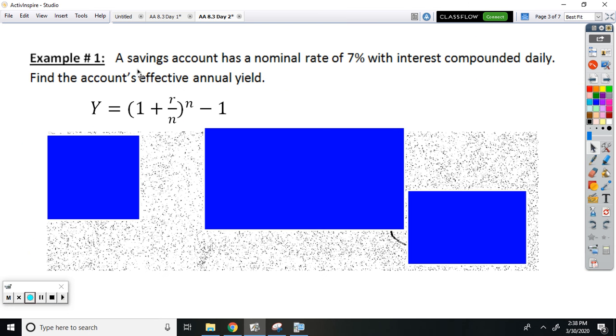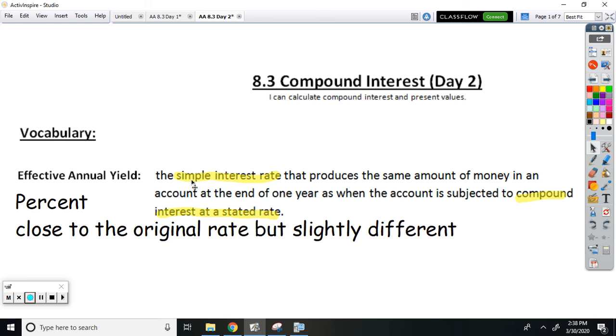All right, so example 1 says a savings account has a nominal rate of 7% with interest compounded daily. Find the account's effective annual yield. So again, because it says yield, we are using the y equals formula. In this case, we don't need to know what the principal actually is. We are just going to use this formula to find out what our effective annual yield is, which remember just stands for the simple interest rate that produces the same amount of money as the compound interest rate would.